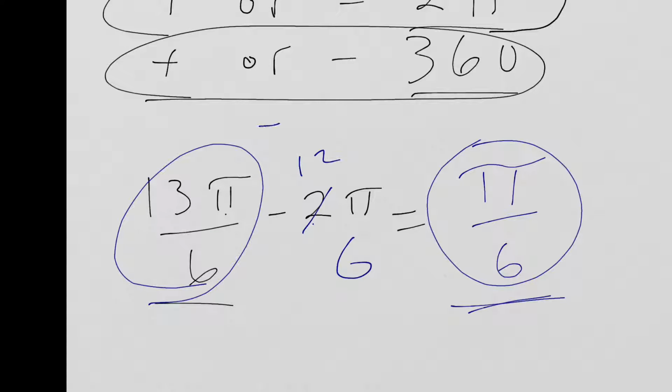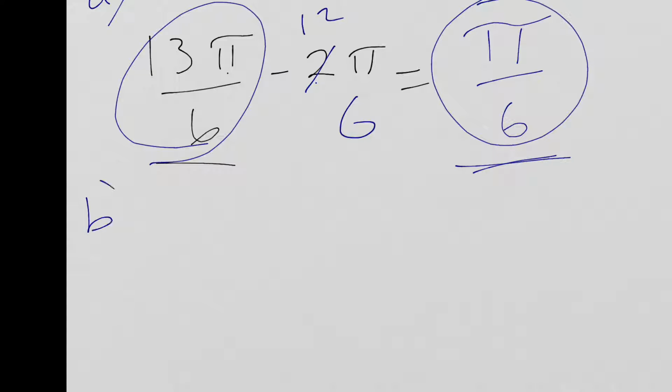Now we also could have added 2 pi, and we would have gotten a coterminal angle. So there are many answers you could have for this, because after we get pi over 6, we could subtract 2 pi again and get another coterminal angle, and then another coterminal angle. Okay, so this is part A.